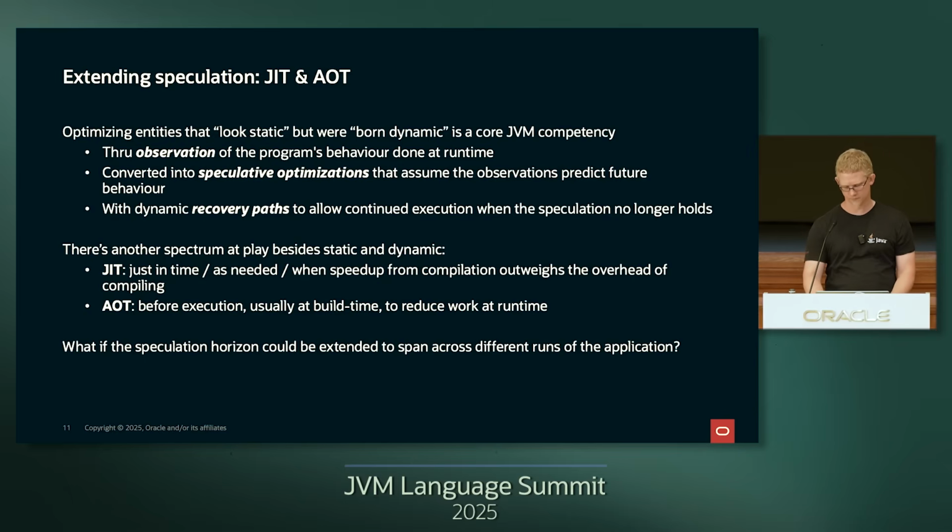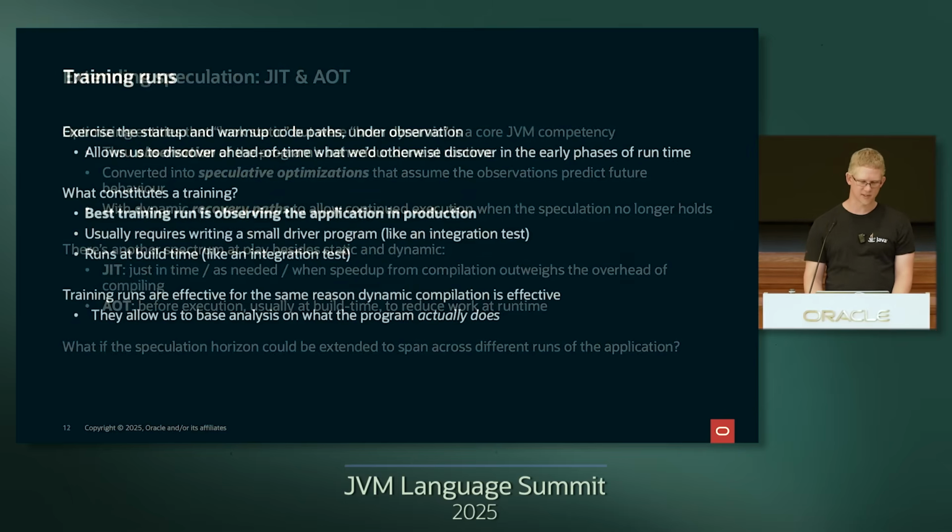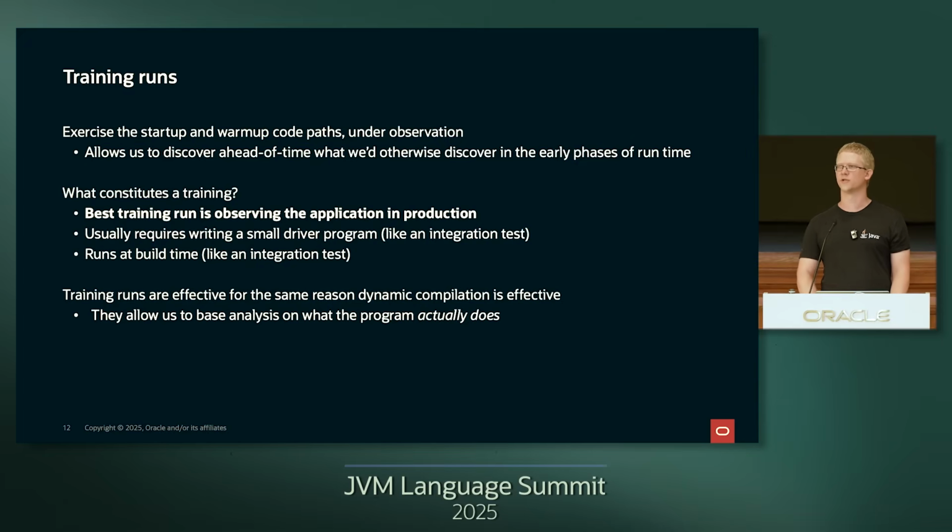So how do we take that observation, speculative optimization process and allow it to speculate across more than one run of your application? Well, the first obvious thing is we need to do something to observe your program, right? This is our training runs. And the best way to know what your startup and warm-up code is going to do is to run that code. That lets us know ahead of time what we would only be able to discover during runtime, right? This is our observation phase.